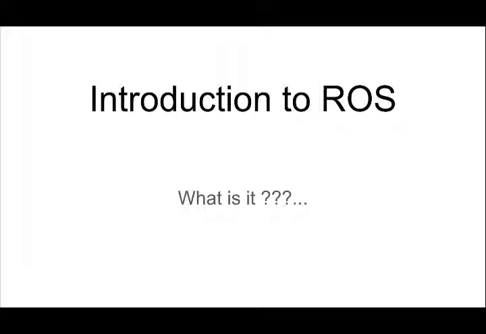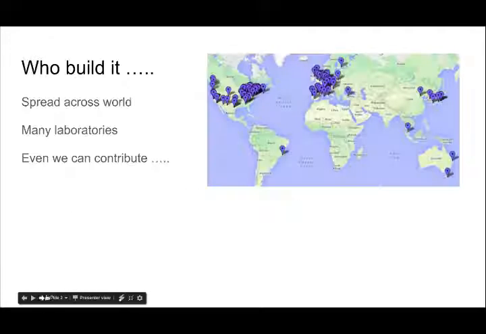So ROS is a collection of tools. It has a lot of tools, which we are going to see in the next few slides, and a lot of libraries, which makes it ideal for creating robotic software. So next, we'll go to the next slide and see what that is.